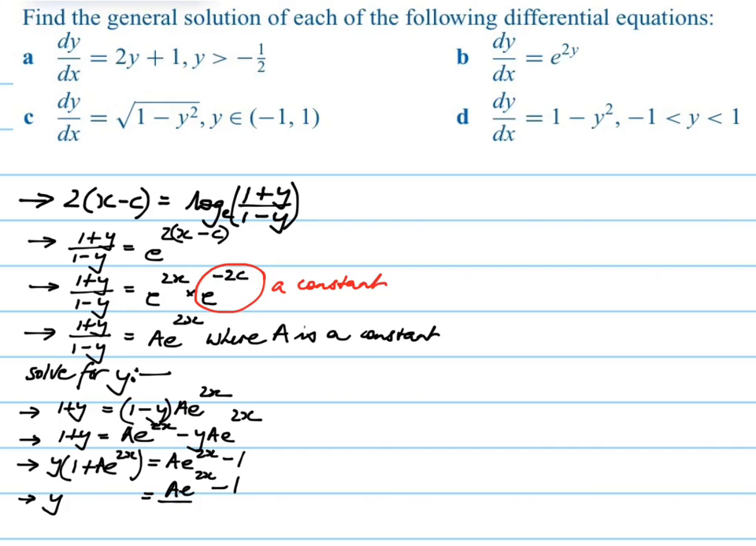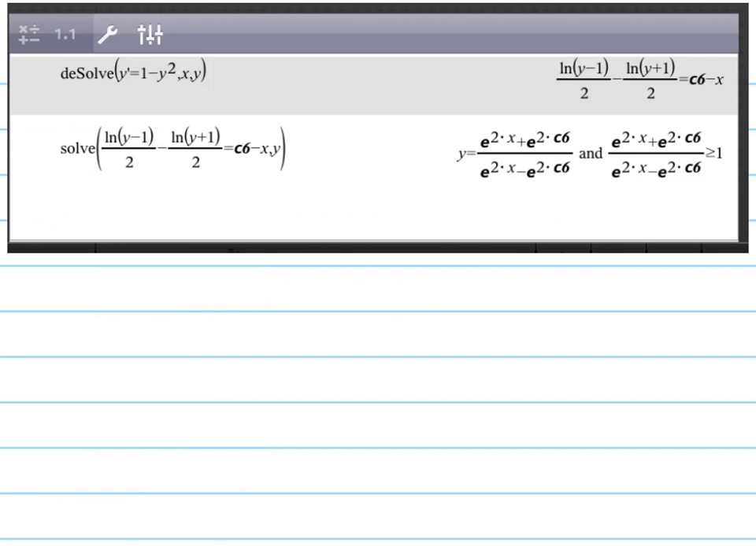So y is a e to the 2x minus 1 over a e to the 2x plus 1. My goodness, how exciting is that? And that is our answer. Whoopie-doo. Okay, we did it. We did it. Now, I think the calculator version is coming up now.